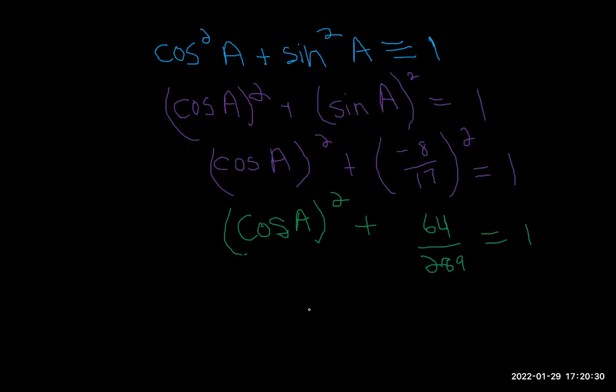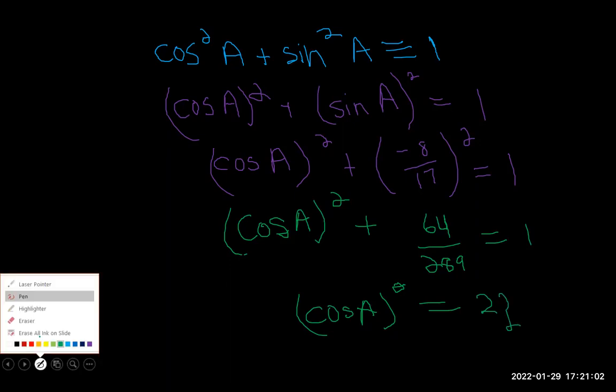So like I said, basic algebra, right? We're trying to solve for cosine A. So what do we do next? Cos A squared, that's the 2. So on the right-hand side, this will become 1 minus 64 on 289. What's the value? I believe that's 225 over 289.